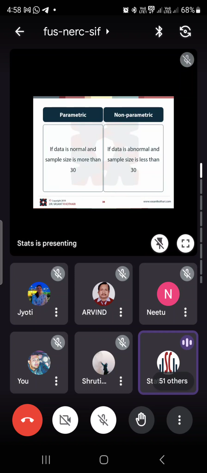Now see, there are a few scenarios I will be discussing with you, on how to identify normal and abnormal data. If the sample size is more than 30, the data is normal. Always remember, any data with less than 30 samples is abnormal. In order to do statistical analysis, I must have at least 30 samples in my hand. That's the minimum. If I have 30 samples, then I can say that the data is normal data.